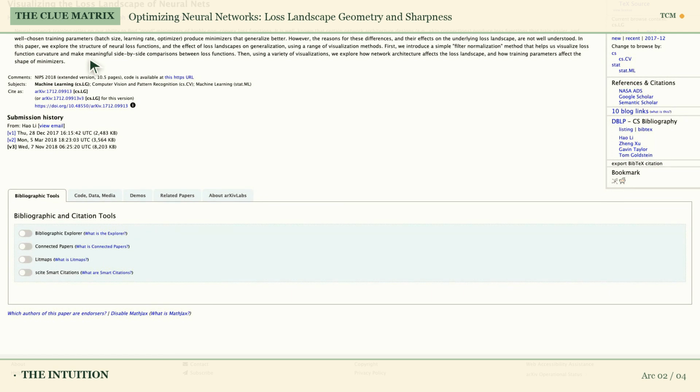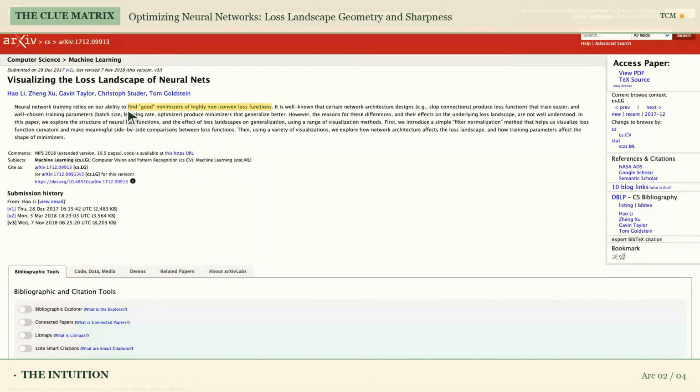Definitely the wide, gently sloping one. It feels more stable and resilient to small tremors. But how does that relate to a neural network's house, its learned parameters? This paper explores the structure of these valleys or loss functions to find good minimizers of highly non-convex loss functions. They're not just looking for any minimum for training.